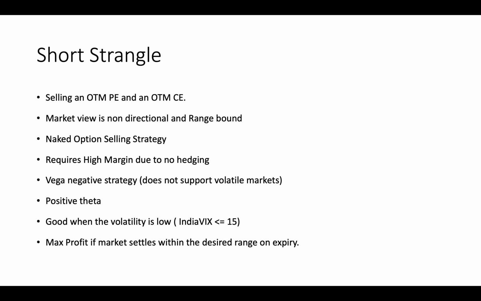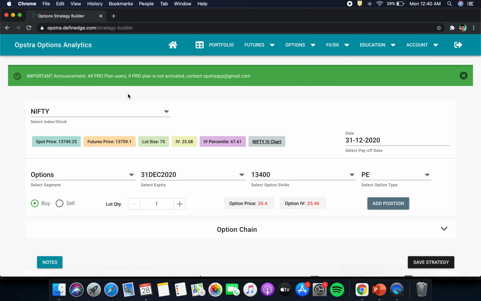And again, this strategy is good when the volatility is low, or basically when India VIX has a value of less than or equal to 15. And you're going to get a maximum profit if the market settles within the desired range on the expiry. So let's see and simulate this one as well.